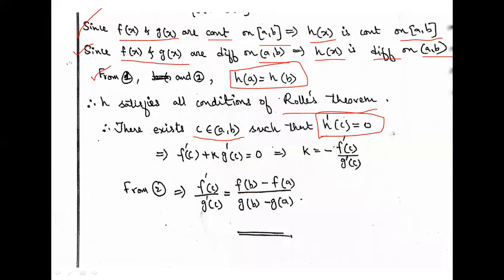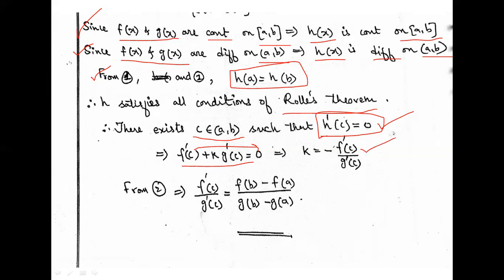Okay, now substitute. f dash of x plus k into g dash of x is equal to 0. Here we are writing h dash of c is equal to 0 because according to Rolle's theorem, f dash of c is equal to 0. So h dash of c is equal to 0. So f dash of c plus k into g dash of c is equal to 0. Send this f dash of c to that side, then send this g dash of c below. So it will become minus f dash of c by g dash of c.